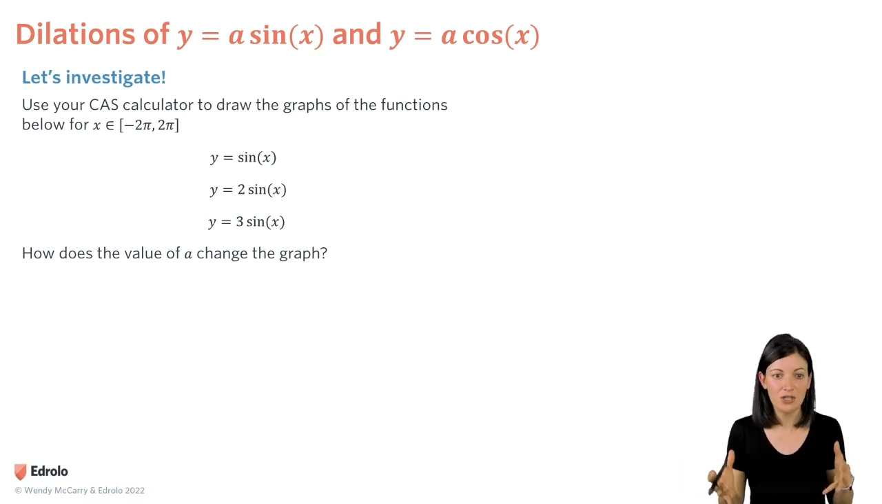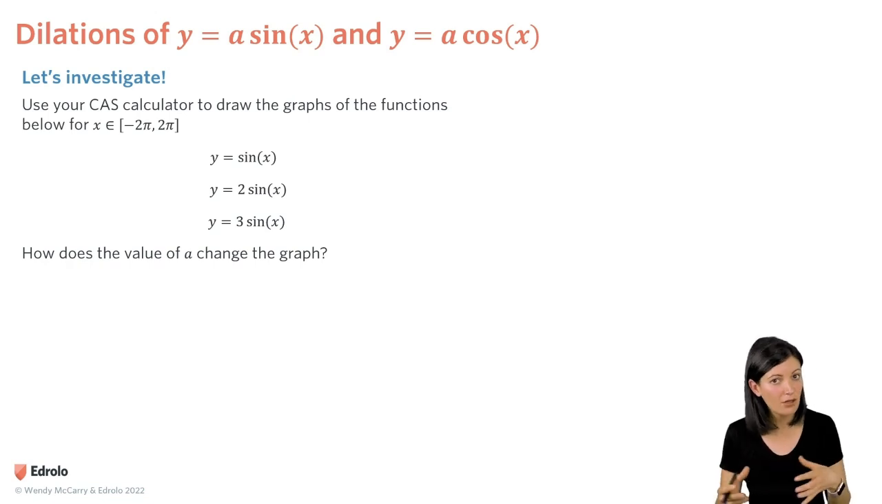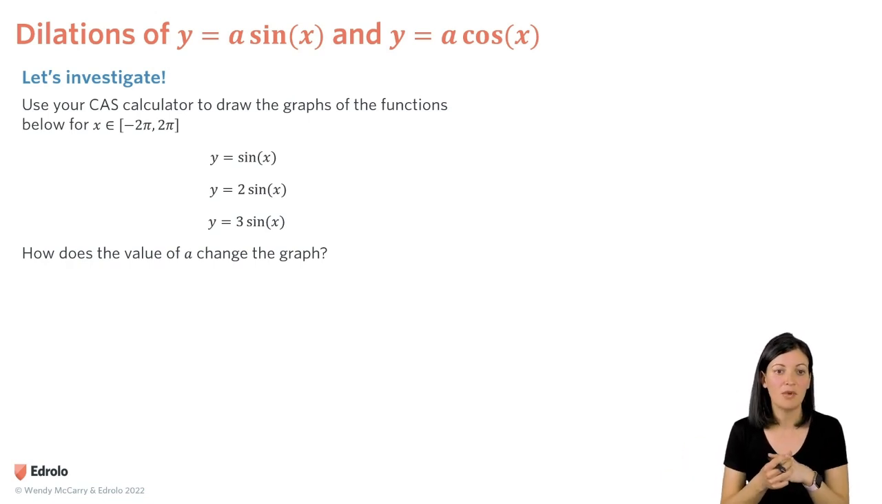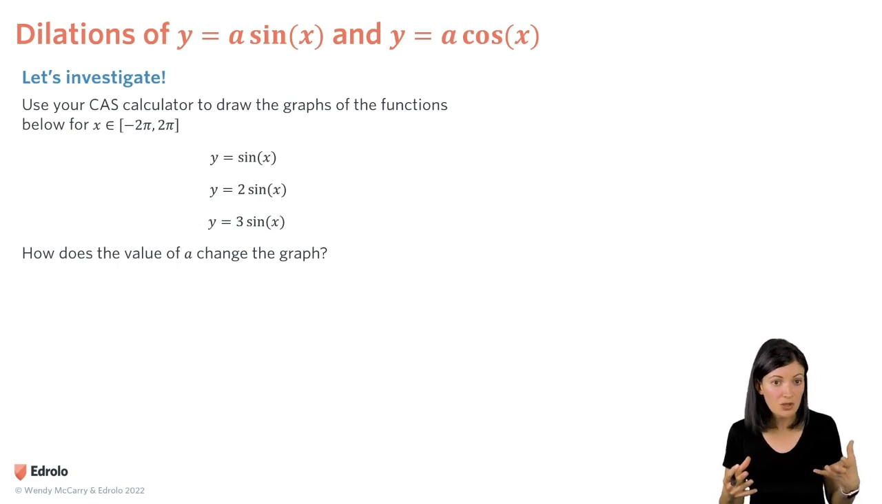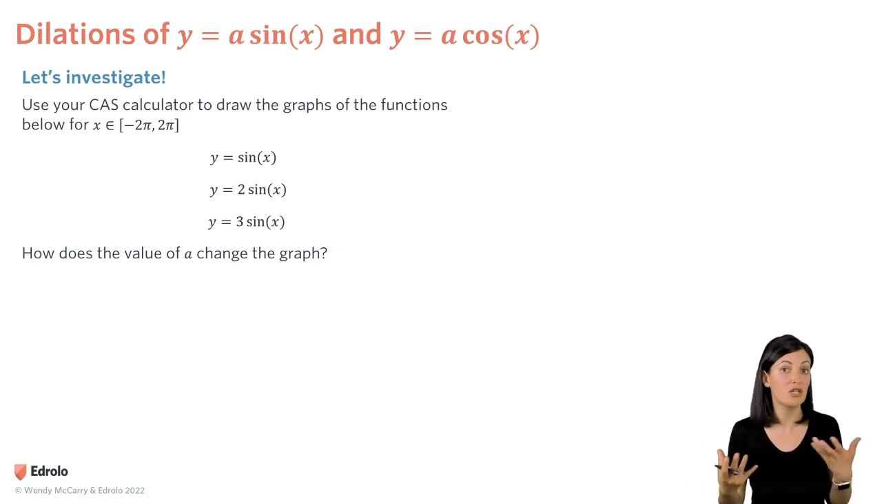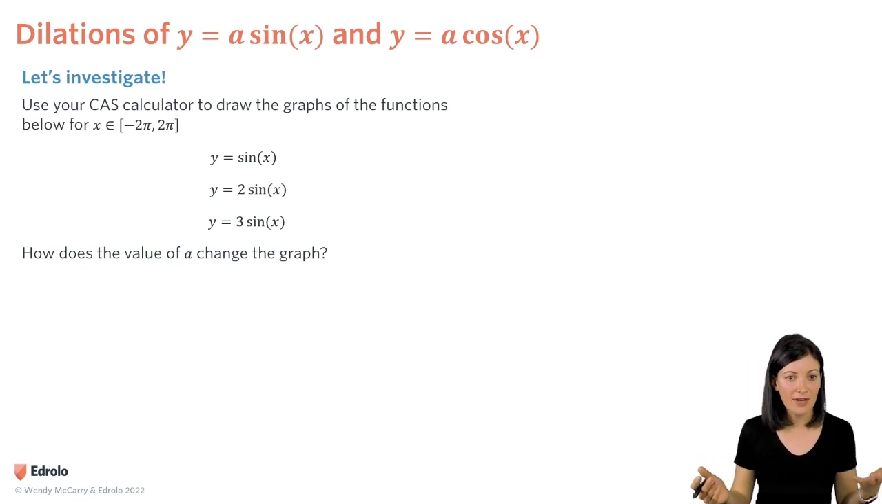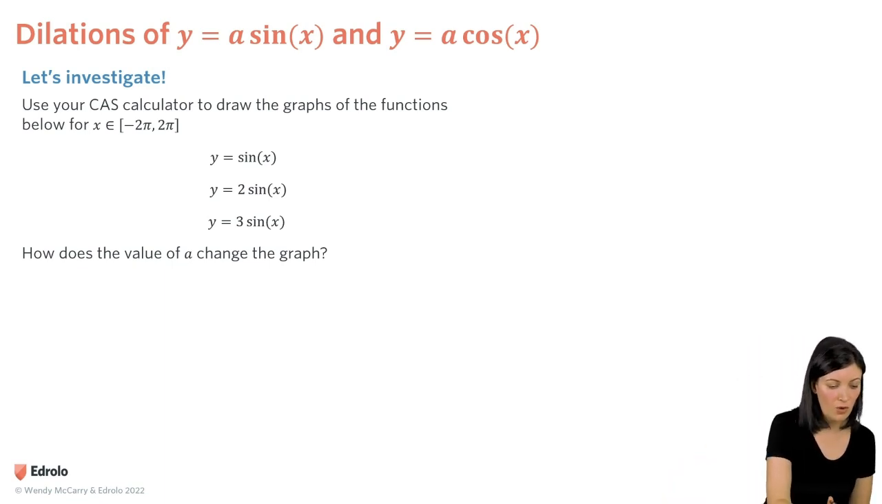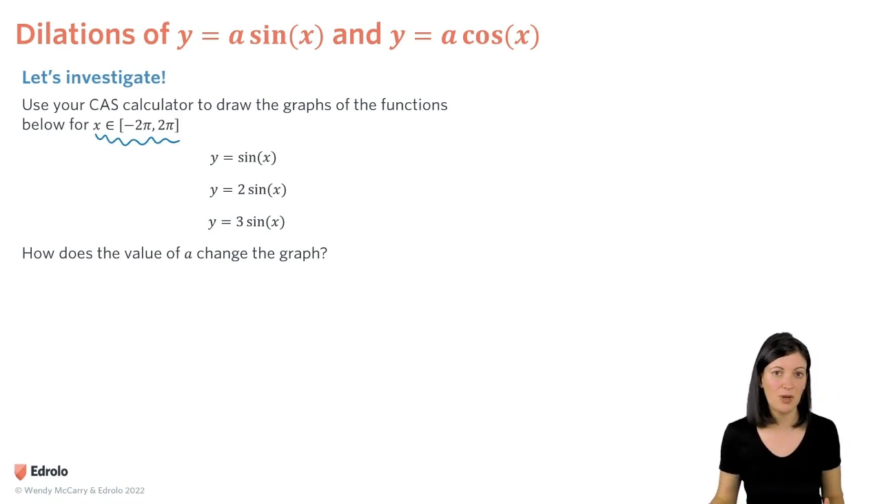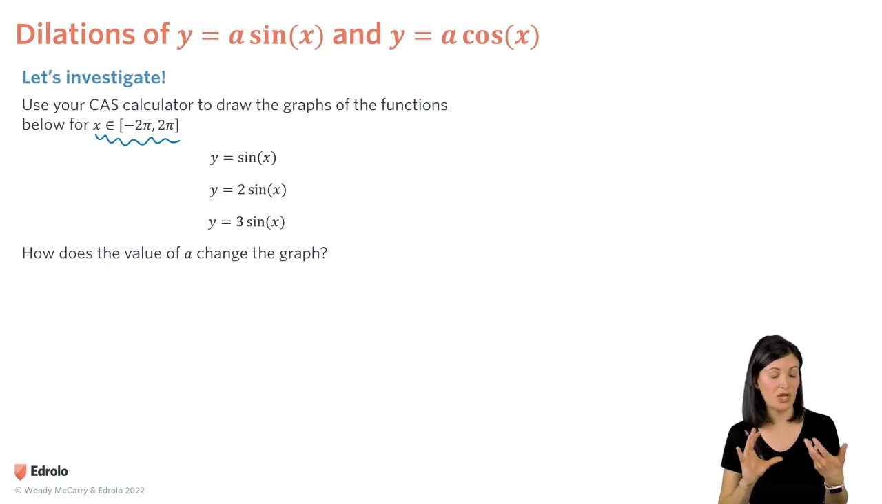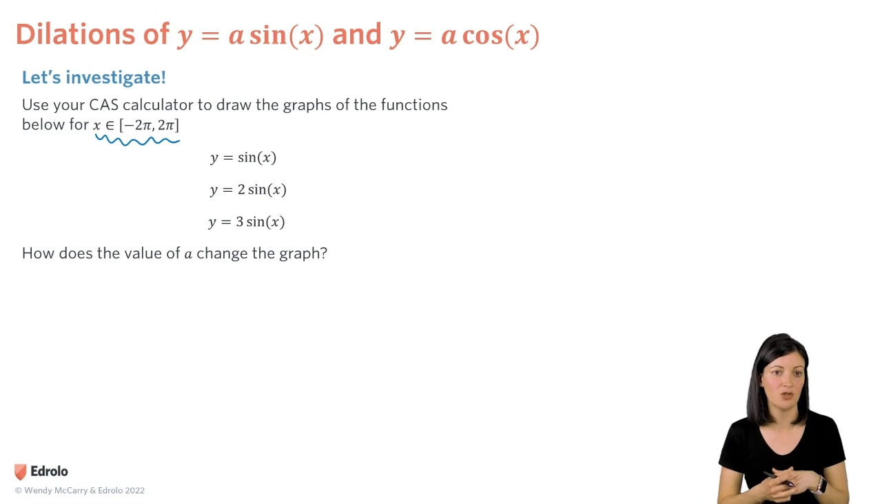And I'd like you to try graphing on your CAS calculator or even on Desmos maybe, the graphs y equals sine x, y equals 2 sine x, and y equals 3 sine x. And I'd like you to try and make a conjecture, what does the value of a do to the graph? Now, I've asked you to graph these functions for this domain, okay? X is between negative 2 pi and 2 pi. If you're not sure how to change your domain or limit the domain, I'll show you that now on the CAS, but if you're okay with that, you can pause the video and go ahead and try graphing these functions now.